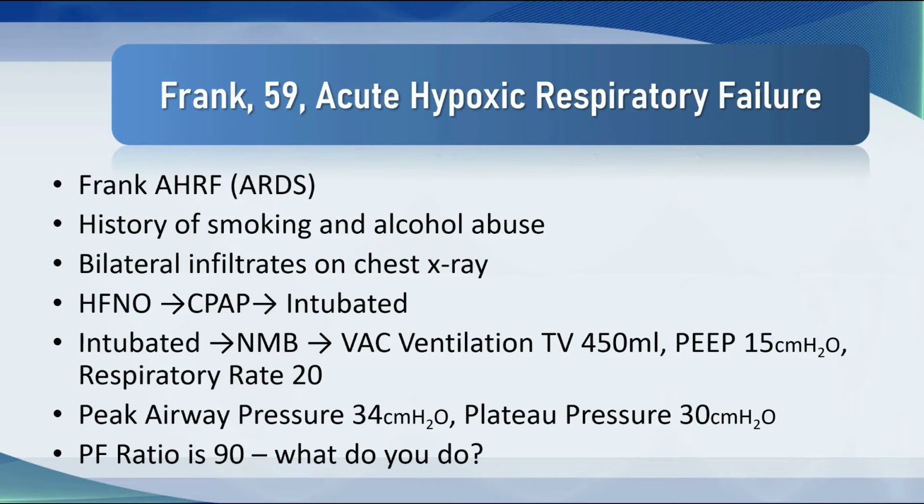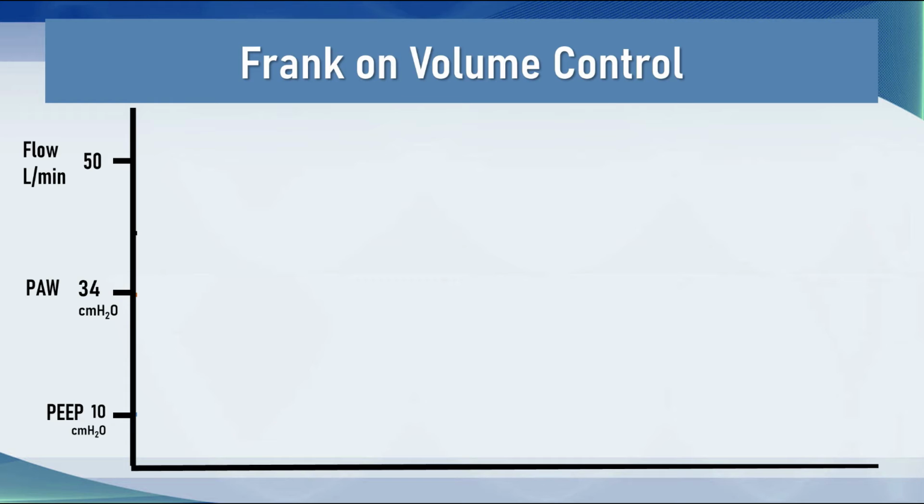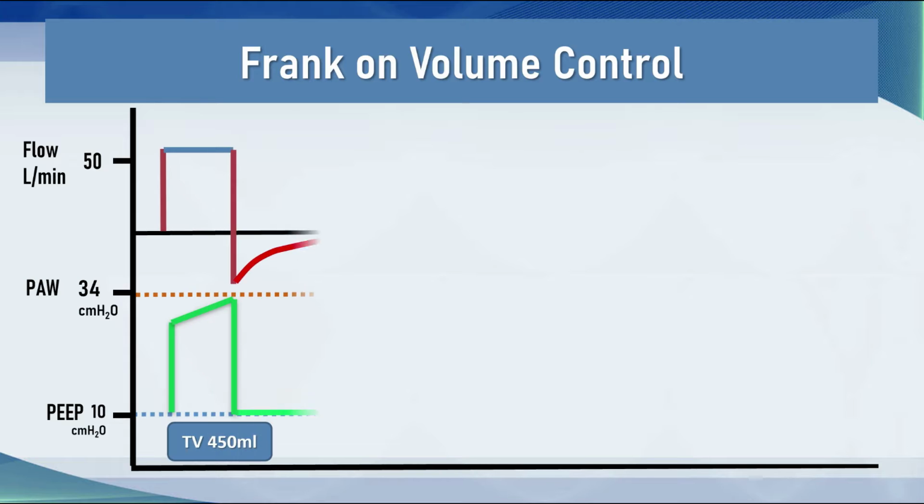Firstly, let's have a discussion about what exactly peak and plateau pressure is. Now remember, Frank is on volume control ventilation and his waveform looks like this. You can see that he's on constant flow volume cycle ventilation and the duration of the breath is determined by the peak flow. The airway pressure that's being measured here is the peak pressure, and that's 34 centimeters of water.